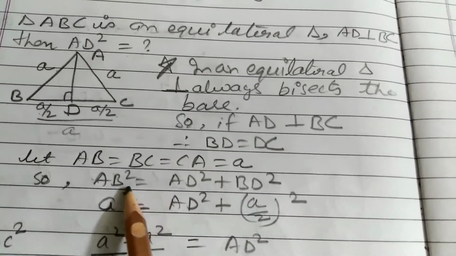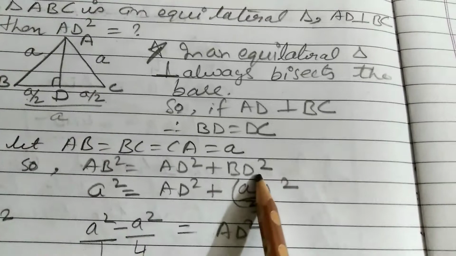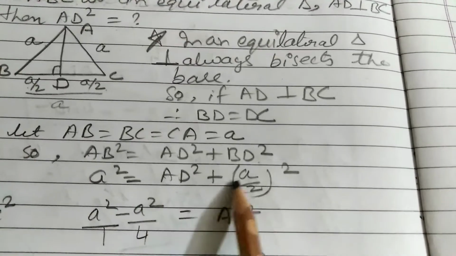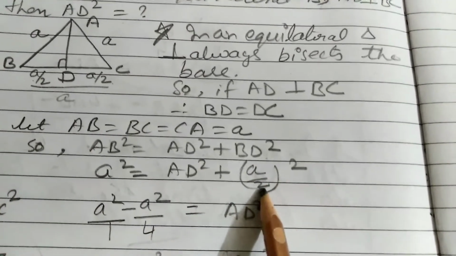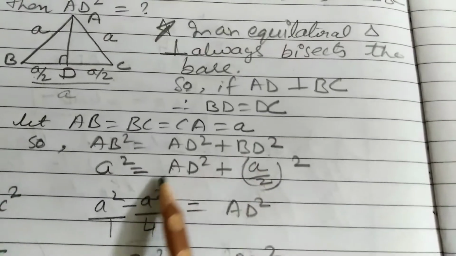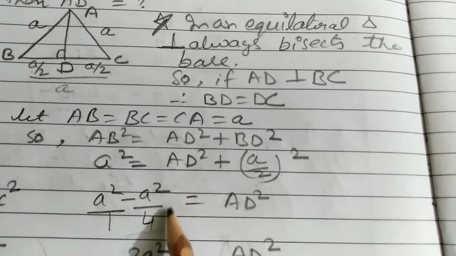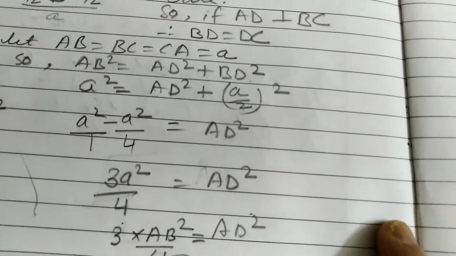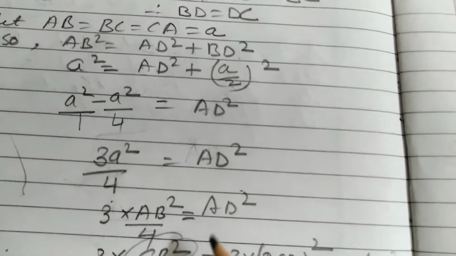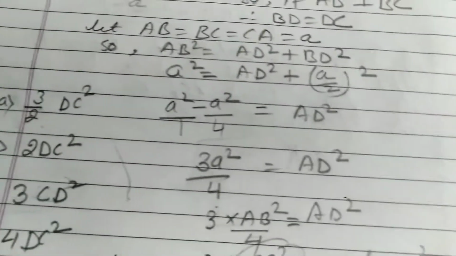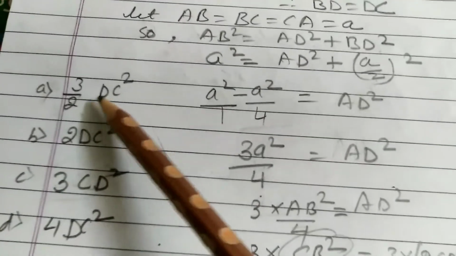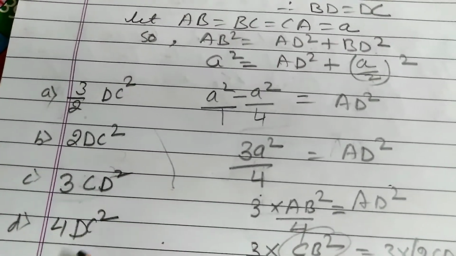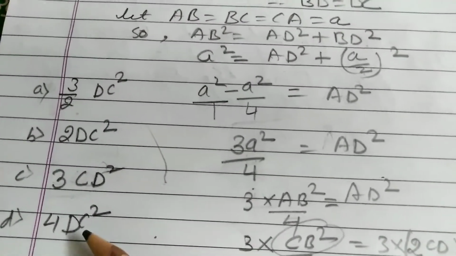So we'll take triangle ABD and apply the Pythagoras theorem. AB square is equal to AD square plus BD square. The value of AB is A, AD square, and BD is A by 2. We'll shift A by 2 to this side and get A square minus A square by 4. Taking the LCM, we get 3A square by 4 is equal to AD square. Now we have been given the options: 3 by 2 DC square, twice of DC square, thrice of CD square, and 4 times DC square.